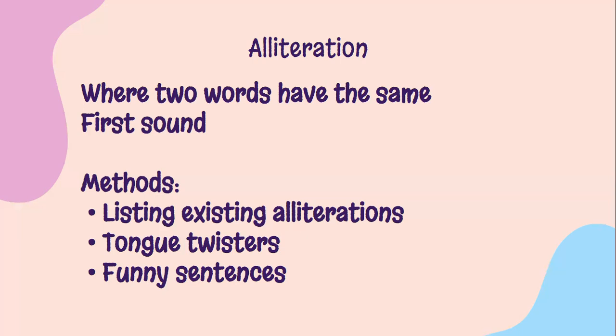We can even create funny sentences that surround alliteration. Then we've got our tongue twisters, and those tongue twisters we can make up our own, or we can even do those tongue twisters that have been around for a while. We do not have to recreate the wheel to teach anything at all.